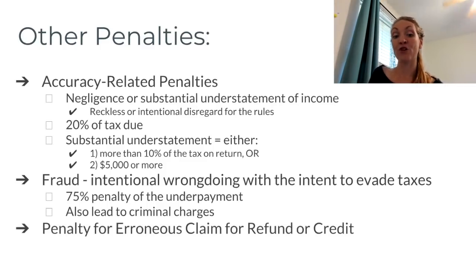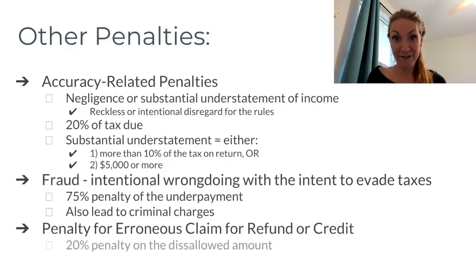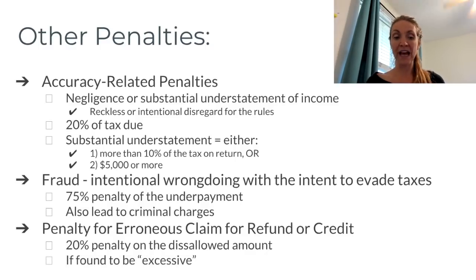And the penalty for erroneously claiming a refund or a credit is 20% of an amount that the IRS comes back and disallows. You get a 20% penalty if it was determined that you really did that intentionally and you knew that it was an excessive amount to claim.